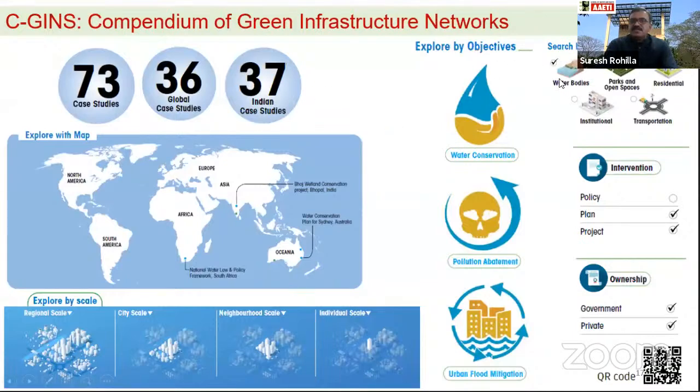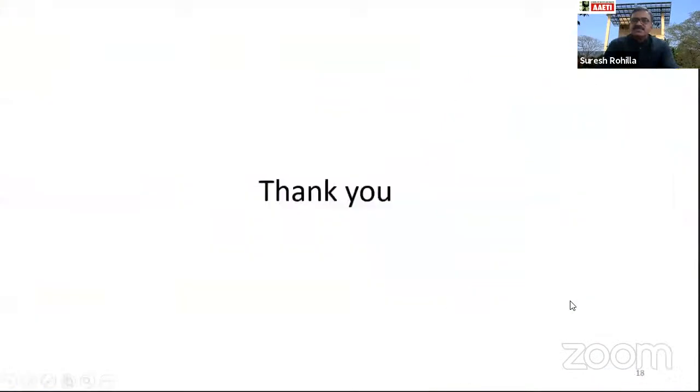And these case studies can be searched by water bodies, parks and spaces, residential area, institutional area, and by the objective, whether it is a water conservation objective, pollution abatement objective, or flood mitigation. And we have documented whether it is a policy level intervention, a plan level or a project level, and who owns these projects or interventions.